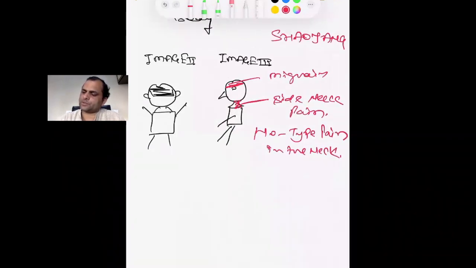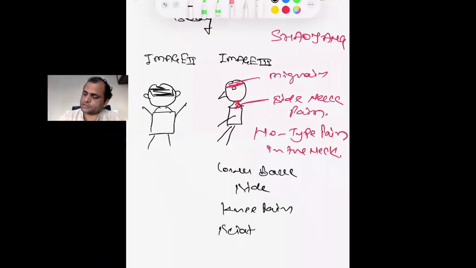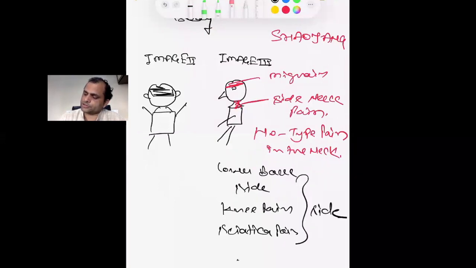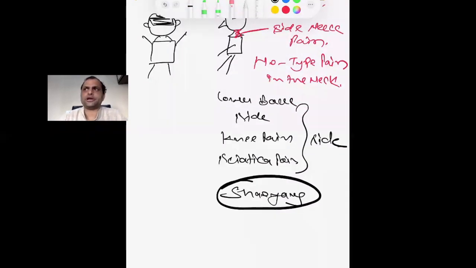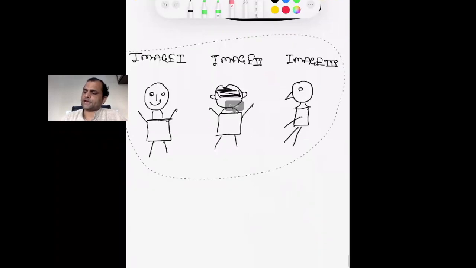If someone tells you they are suffering with lower back pain, but on the side, on the side of the ribs, or knee pain, pain in the legs, or sciatica pain on the side, this is connected with Shao Yang. So we have to treat the Shao Yang. So finally, we have covered all three sides.